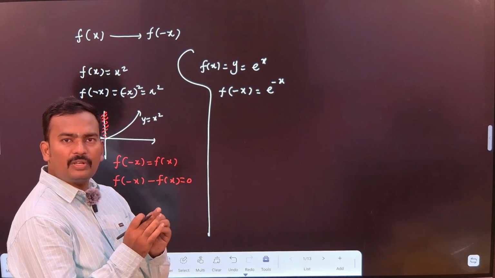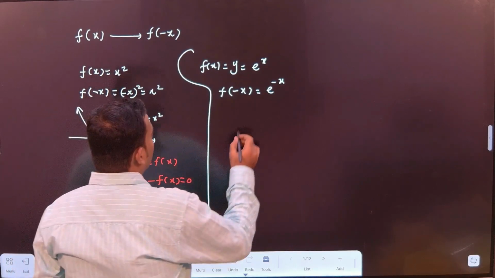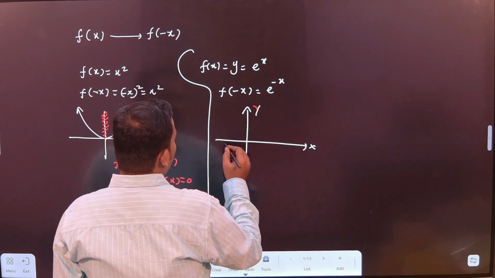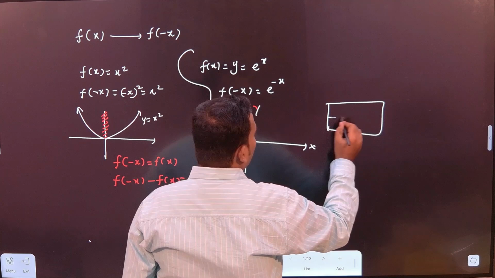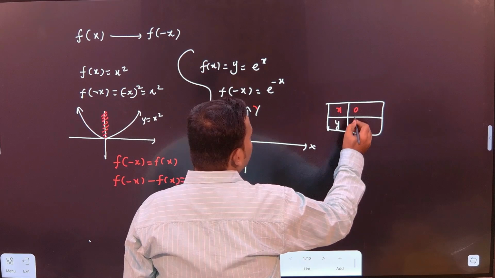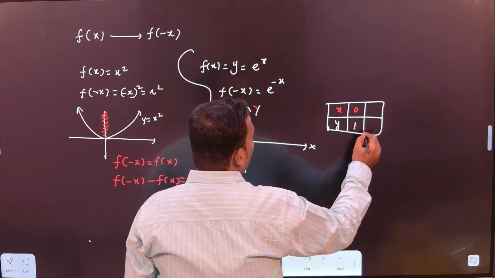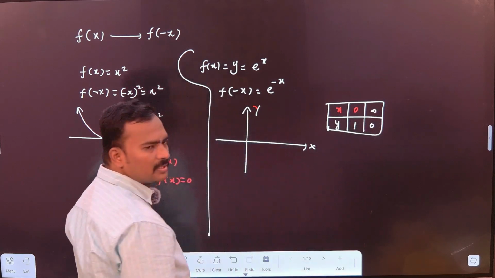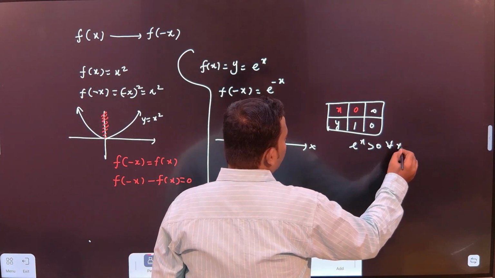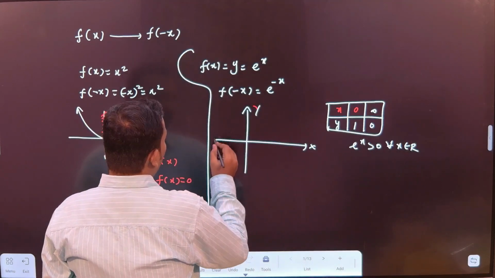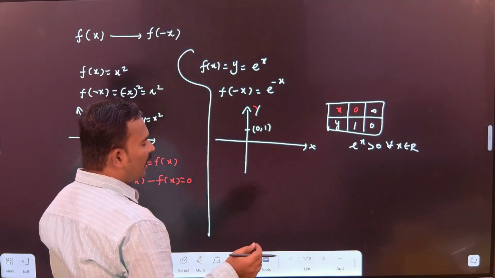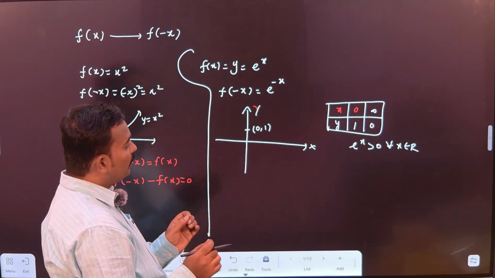Then how to draw the graph of e power x and e power minus x? First you can draw the graph of e power x, with the x-axis and y-axis here. You know it's the inverse of the logarithm graph. Put x is 0, e power 0 will be 1. E power x is always greater than 0 for all x belonging to real numbers. Therefore the y-intercept here is (0, 1).